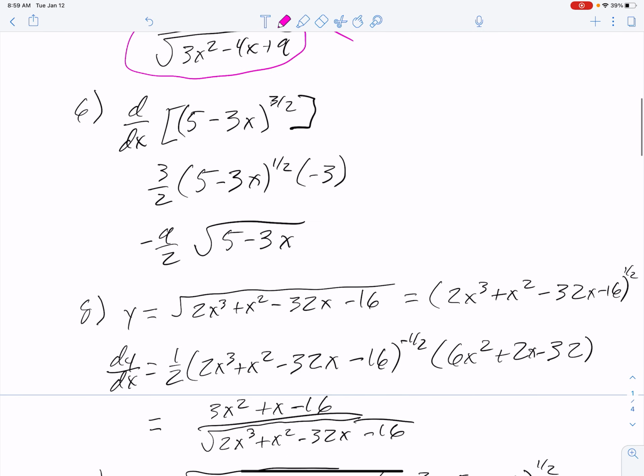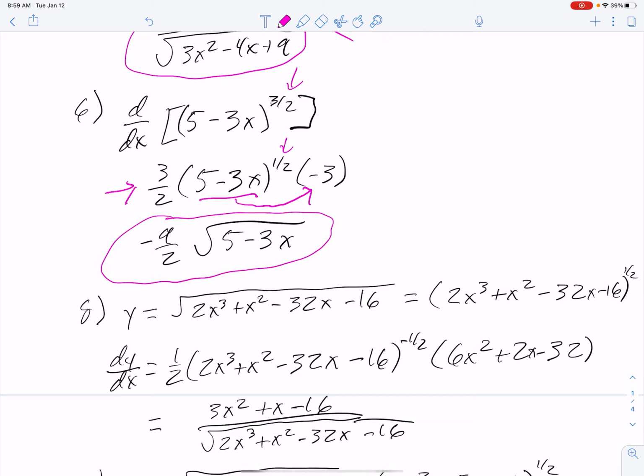Number 6, already set up with the fractional exponent, so I take the derivative of my outer function, 3/2 times the original inner function to the 1/2 power. I take the derivative of 5 minus 3x, which is negative 3, and then negative 3 times 3/2 gets me negative 9/2 square root 5 minus 3x.